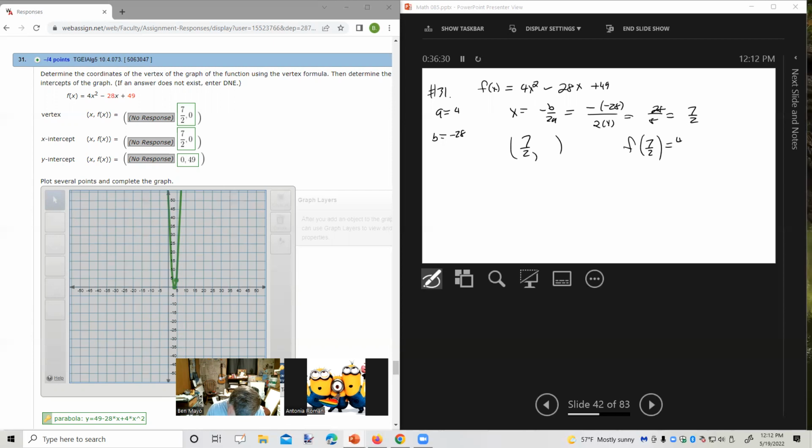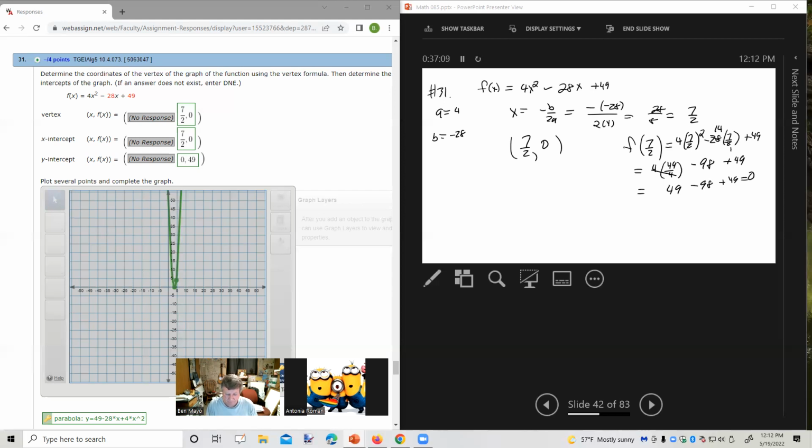Which is 4 times 7 over 2 squared minus 28 times 7 over 2 plus 49, which is 4 times 49 fourths minus, let's see, 28 over 2 is 14 over 1. And 14 times 7 would be 98 plus 49, which is 49 minus 98 plus 49, which is 0. So your vertex is at 7/2, comma 0.